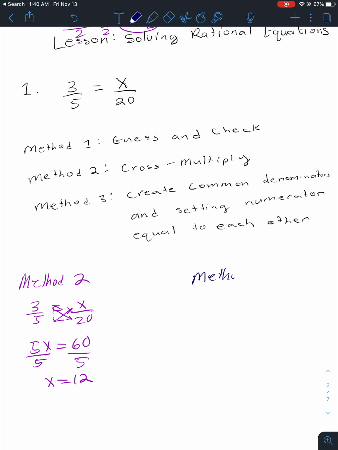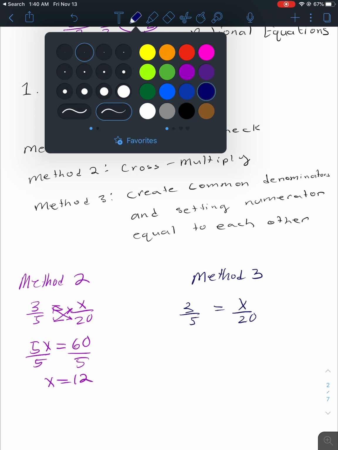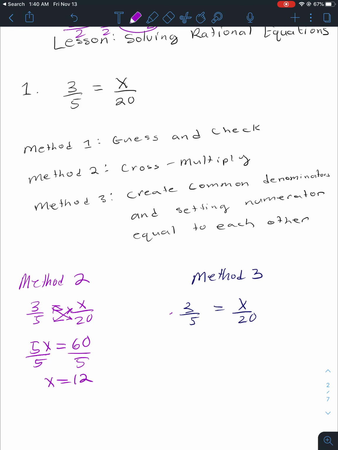So method 3, which we're going to kind of introduce today as something new, is one of my favorites. So what we do is we make both denominators the same. So I'm going to multiply this by 4 and this by 4 because 5 and 20, the lowest common multiple is 20. So I'm going to get 12 over 20 equals x over 20. And I'm not sure if you noticed, but both of these have the same denominators. So all you have to do is set the top equal to each other.